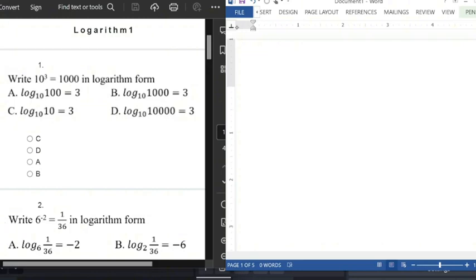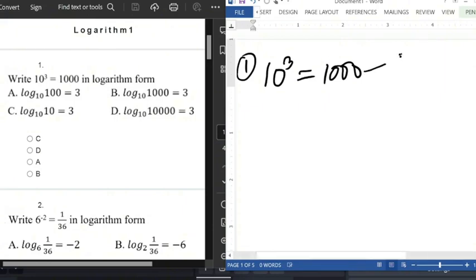So let's get started. The first question asks us to write 10 raised per 3 equals 1000 in logarithm form. Now, as we all know, this is indices. So this 1000 is the number. While the 3 here is called the index, or it's also called the power or exponent, while 10 is the base. So this is what we're going to do now.